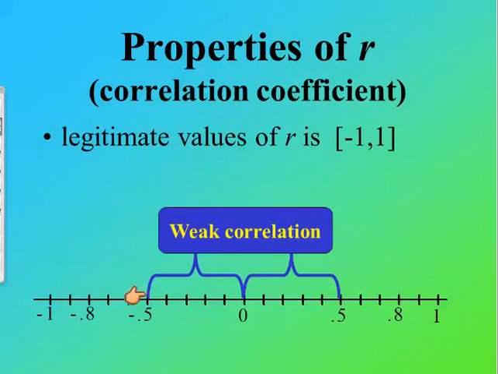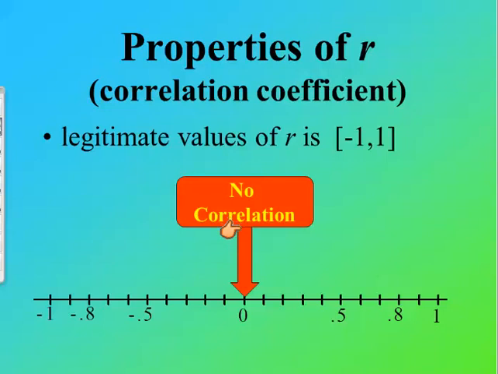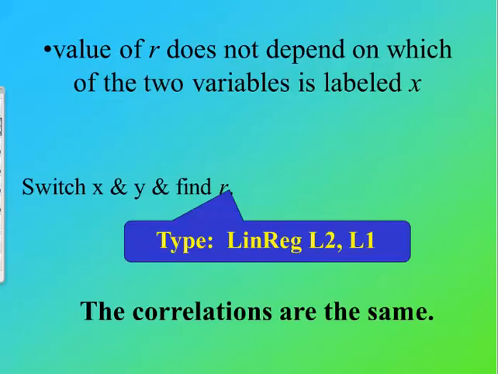Okay? If it's between 0.5 and approaching 0, then you would say that it has a very weak correlation. And if you go on further, if you get 0 itself, there's no correlation between those two bits of data. None whatsoever. So let's think about that for a second. The value of R does not depend on which of the two variables is labeled as X.